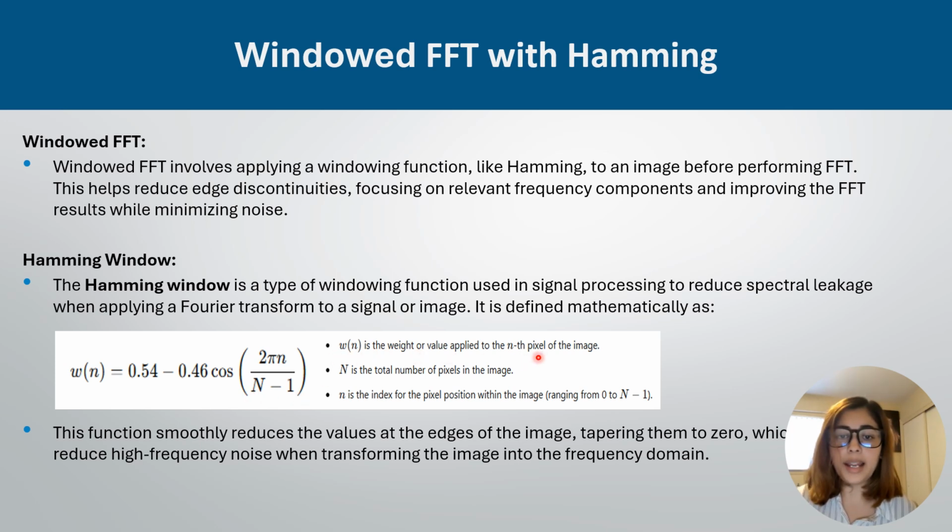weight or value applied to the nth pixel of the image, and N is the total number of pixels in the image, and small n is the index for the pixel position within the image, ranging from 0 to N minus 1. This function smoothly reduces the values at the edges of the image, tapering them to 0, reducing high frequency noise when transforming the image into the frequency domain.